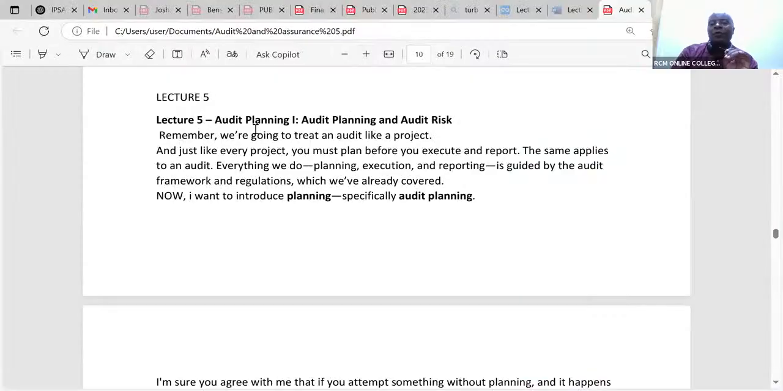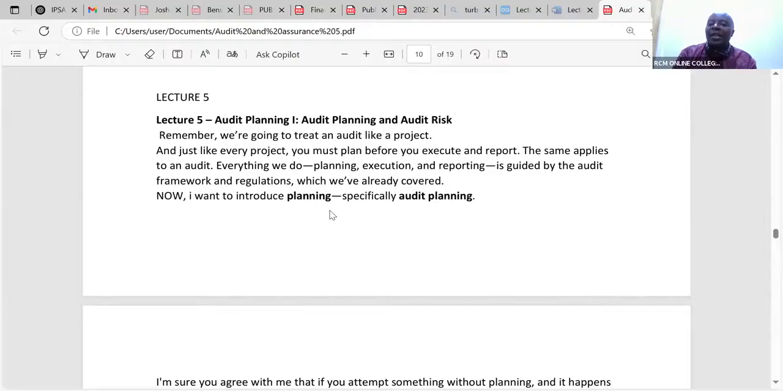Ladies and gentlemen, very importantly, I share the handout. This handout is great. So, lecture 5, audit planning and audit risk. The moment you understand this, then we shall be said to be very good participants. So remember, we are always going to treat an audit like any project. And just like every project, you must plan before you execute and report. The same applies to an audit. Everything we do, planning, execution, and reporting, is guided by the audit framework and regulations, which we have already covered in the very first 4 lectures.